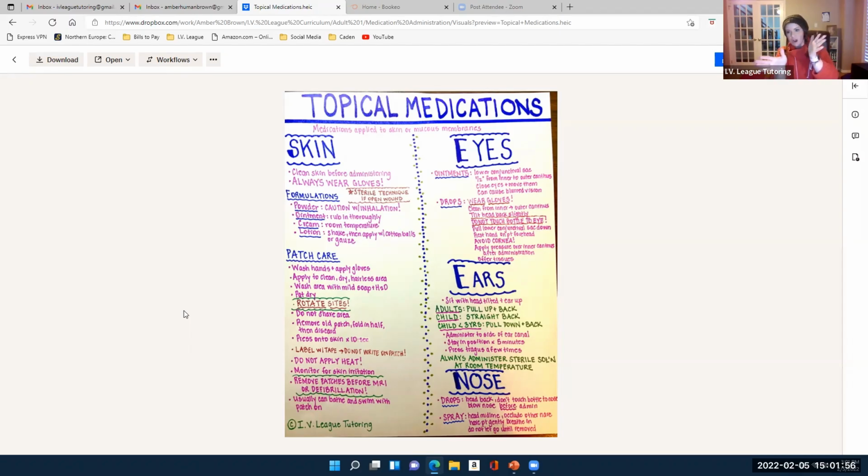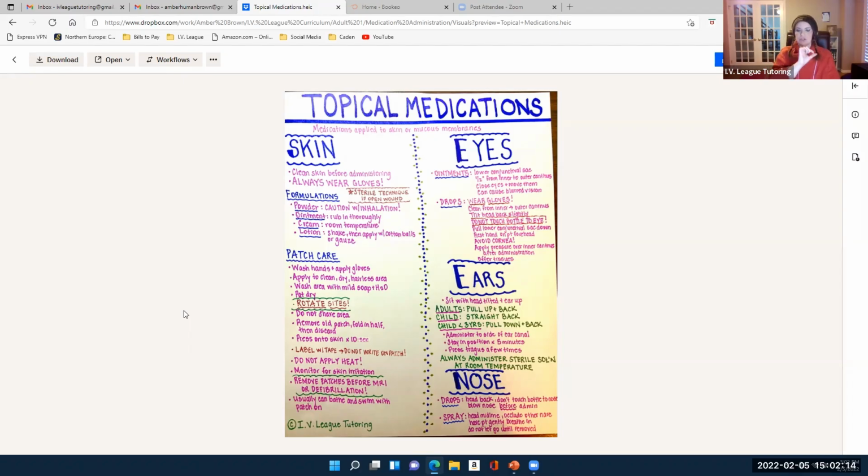Rub them in your hands, not the drops, the bottle. Don't shake, rub. Please do not put it in the microwave. That is not a good idea. Okay. All right. Nose. If you're doing the drops, the head goes back a little bit.